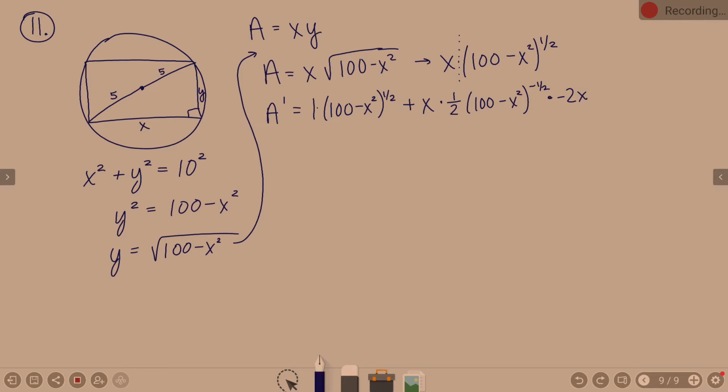I would go ahead and clean this up as we work to set it equal to 0. So I do have the 100 minus x squared raised to the 1/2. On this next piece, I see a minus, so I'm going to say minus. The 1/2 times 2, you guys realize the 1/2 times 2 are going to cancel each other out. x times x, so I've got x squared, times 100 minus x squared raised to the negative 1/2, equaling 0.